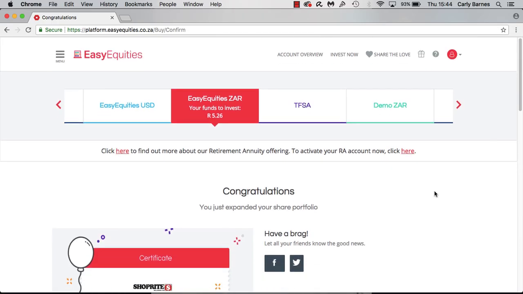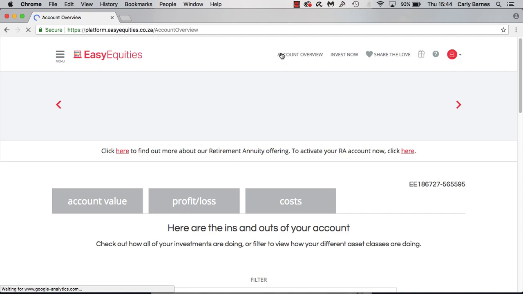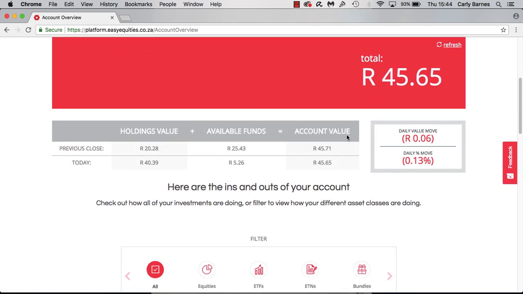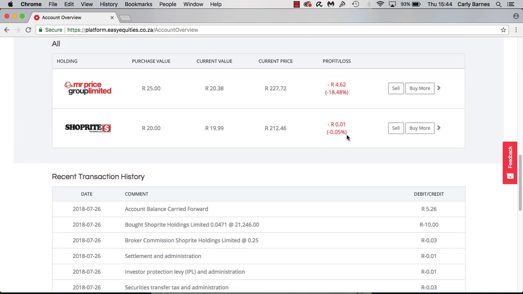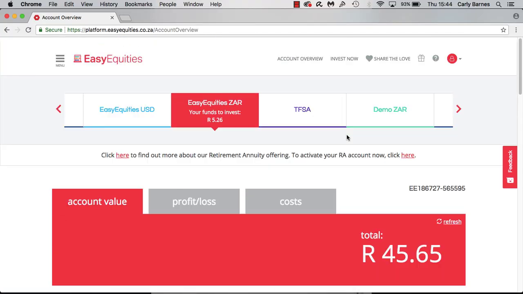It is that easy. You can have a look at all the shares that you've invested in as they sit in your account overview, and you can go and invest in more or sell them at any time you like.